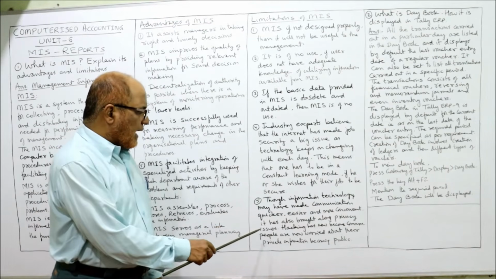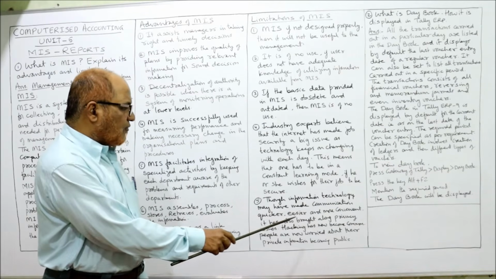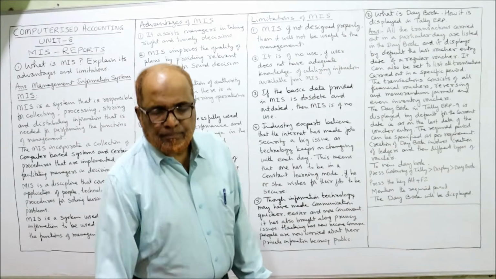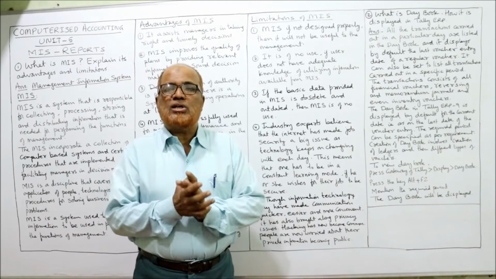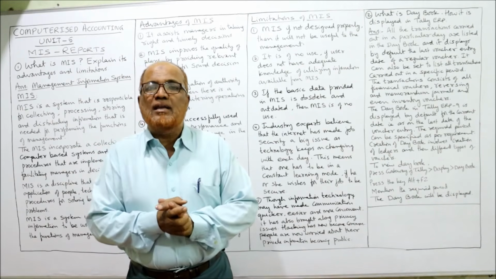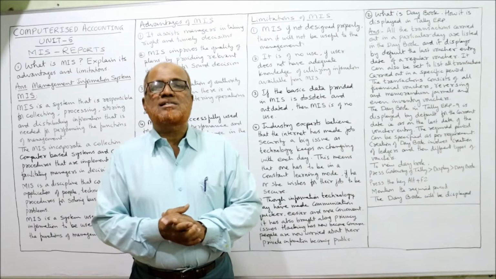Next one is, though information technology may have made communication quicker, easier and more convenient, it has also brought along privacy issues. Hacking has now become common. People are now worried about their private information becoming public. Nowadays, in spite of technology having helped a lot in every field, there is always a risk attached to technology also. Nowadays, a lot of hacking is taking place.